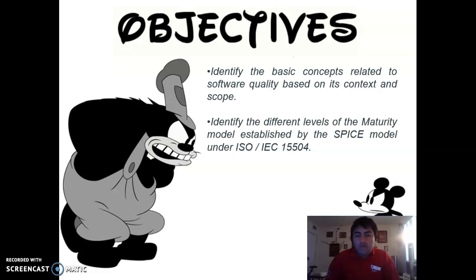mostly two objectives. The first is to identify the basic concepts related to software quality based on its context and scope. And also the second objective is to identify the different levels of maturity model established by the SPICE model under ISO and IEC 15504.